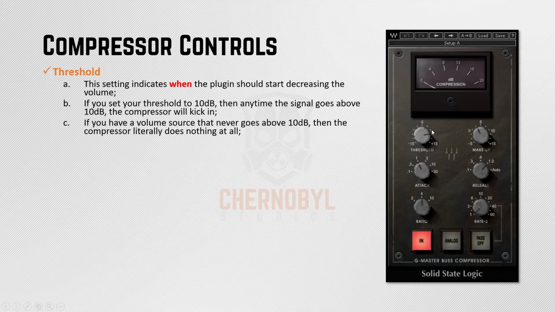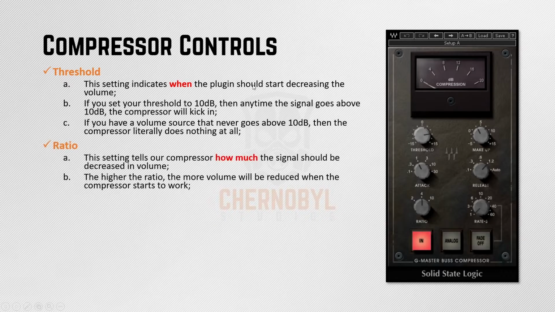So like I say, I set this to 10, 15, whatever. A volume source has to go above my setting before the compressor will start to do anything. So in this case, threshold is when the plugin should start decreasing volume. With the ratio down here, this setting tells our compressor how much that signal should be decreased in volume. Continuing, threshold we have at 10 dB, the level is going above 10 dB, and now we have the ratio telling the compressor how much it should decrease the volume.